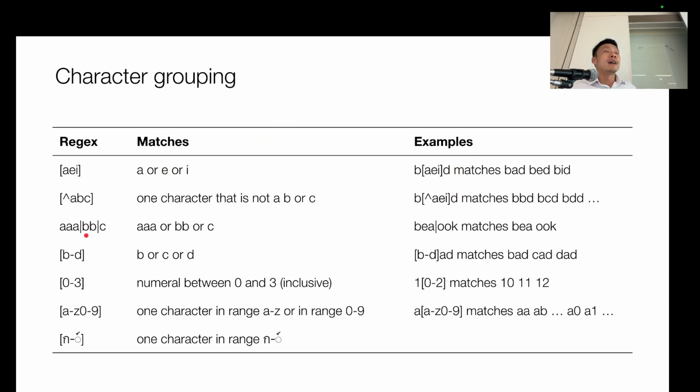All right. Next, the vertical bar. Vertical bar means or. So that means A, or B, or C. If you had a regex like BEA or OOK, it would match BEA, that whole thing, and OOK, this whole thing.